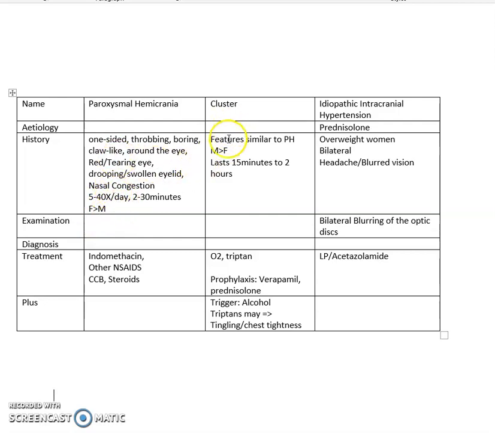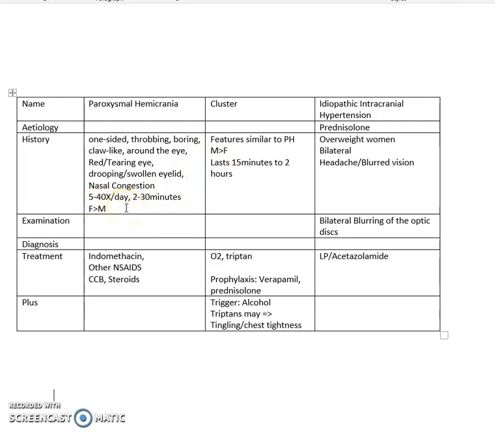Now, you can also note that cluster headache lasts for about 15 minutes to 2 hours, while paroxysmal hemicrania lasts for about 2 to 30 minutes. Overall, one of the most important differences is sex. Just look out for the sex.